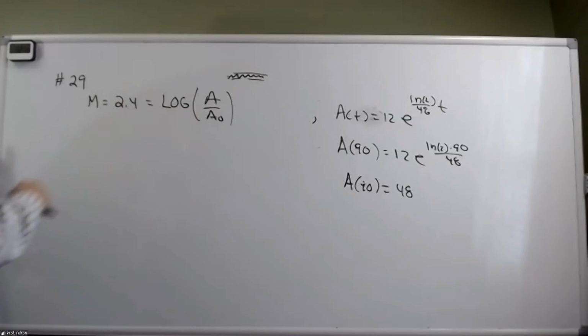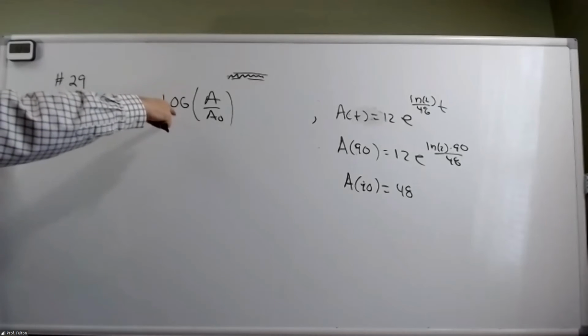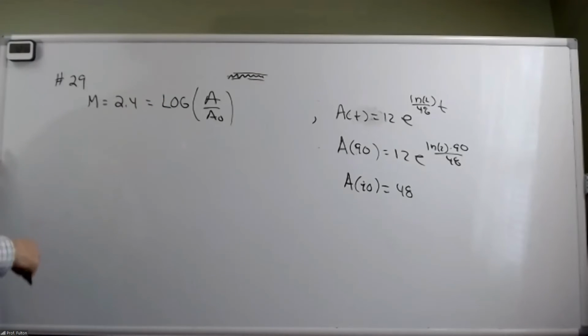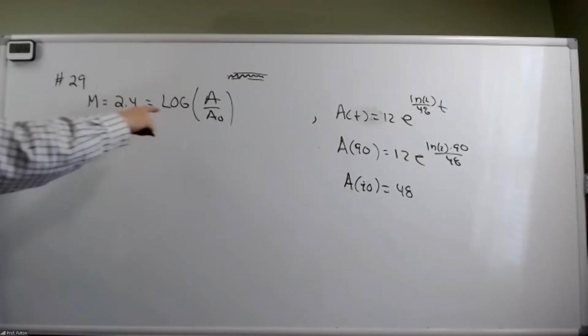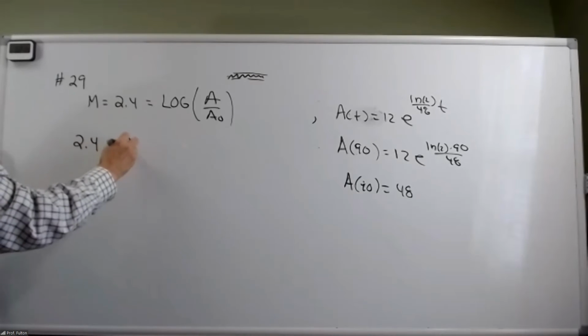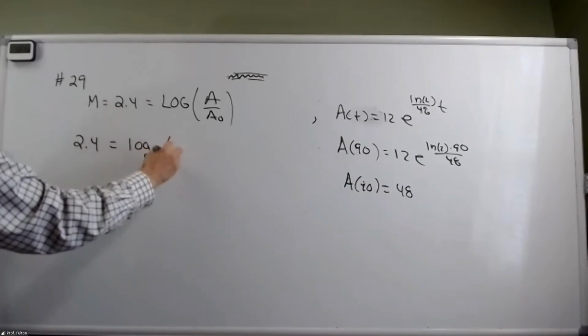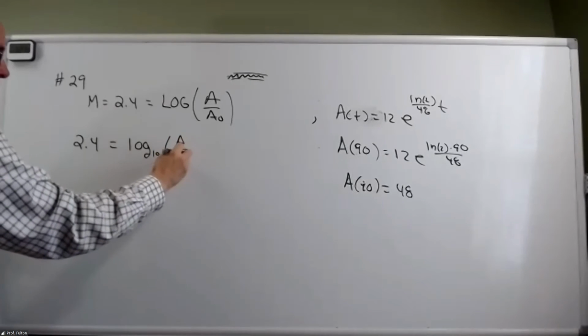So this is what I'm solving. Remember, this is related to a log in base 10, so I need to take the inverse of this. So I have 2.4 is equal to the log, essentially base 10, of A over A0.